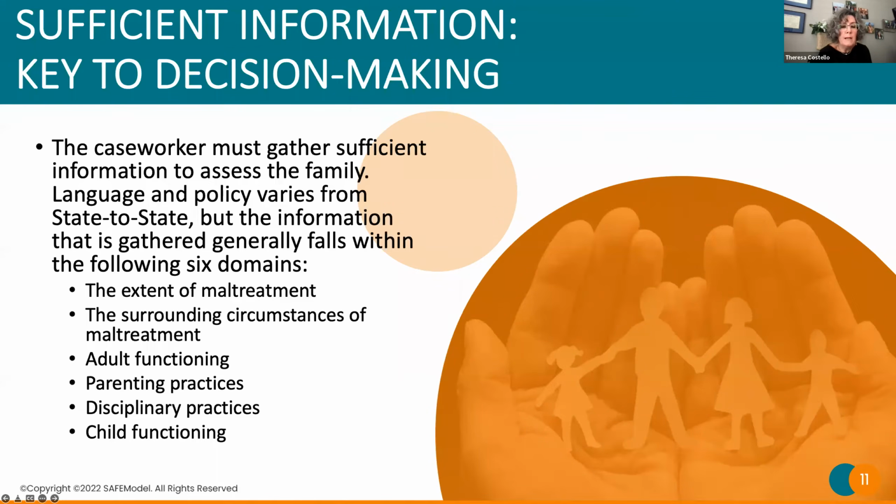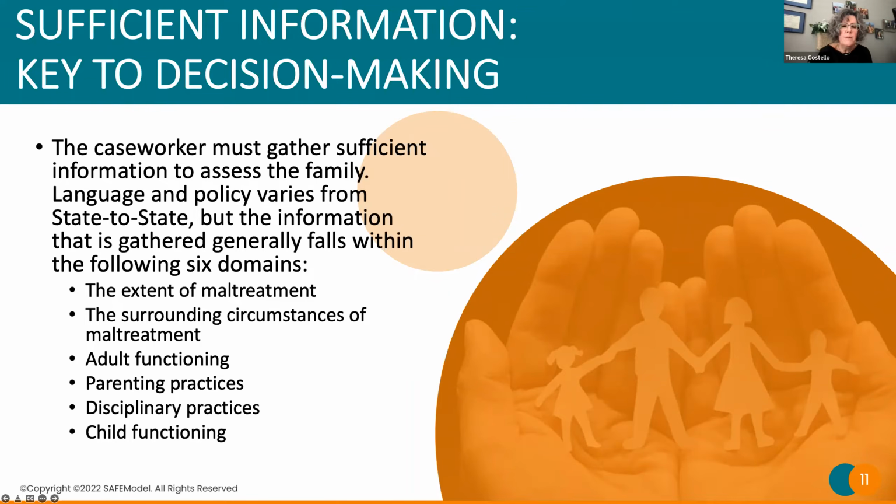The first 2 make a lot of sense to us naturally because these are Child Protective Service referrals. We're talking about the extent of maltreatment, and we're also talking about surrounding circumstances. What were the circumstances that existed at the time that maltreatment occurred? The other 4 domains we believe are equally important. And I would encourage you to think, if your family was reported to Child Protective Services, you would want them to know more about you than just what happened at the particular incident at the point in time that it occurred.